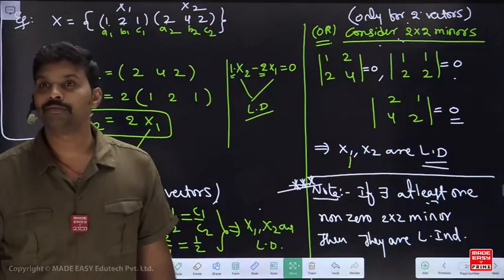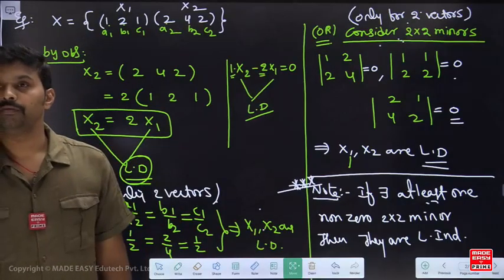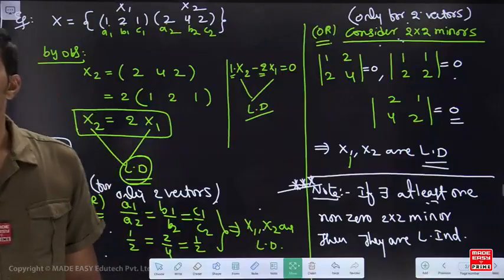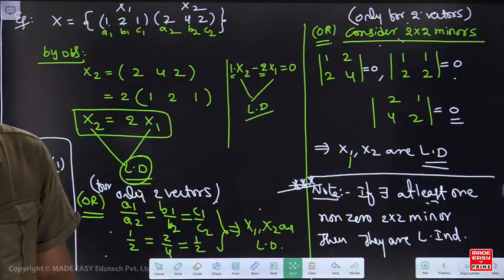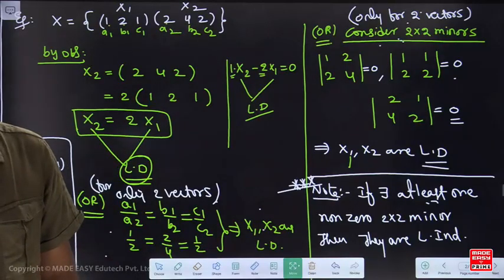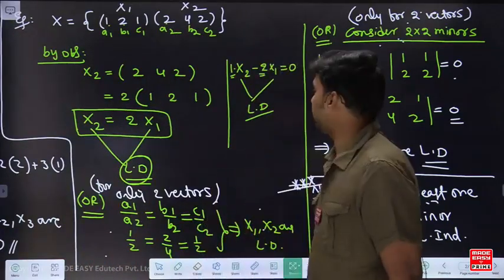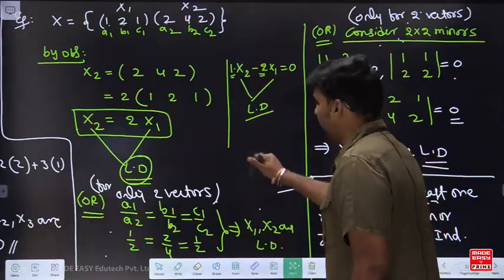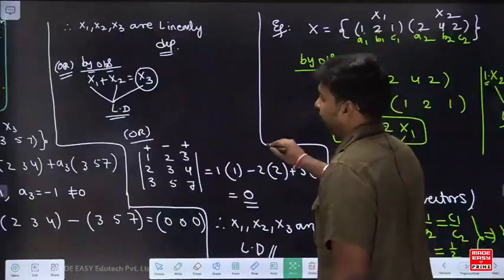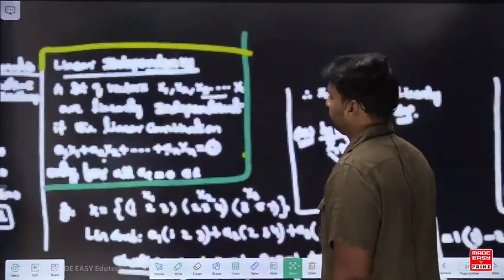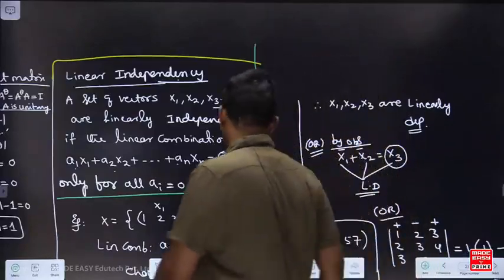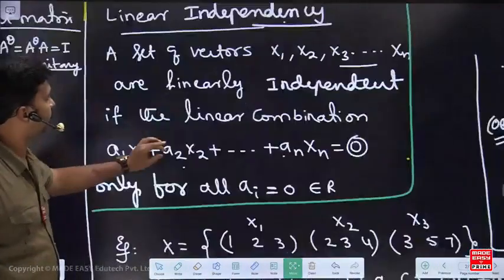Done. Okay. Linear independency is: the linear combination is equal to 0, as you stated on the board. It is equal to 0. Yes, I'll explain this. Okay, I'll just focus on this here.